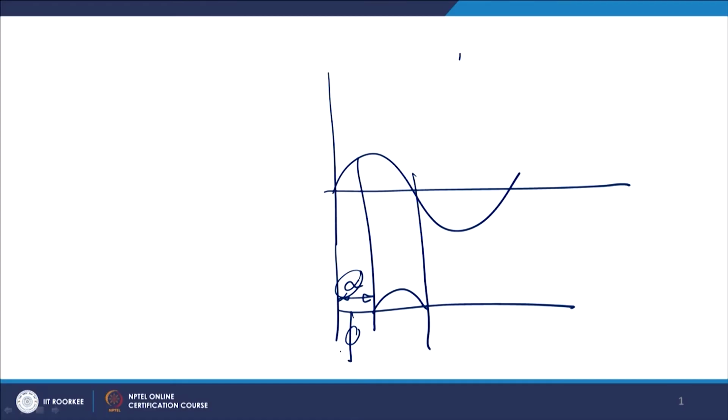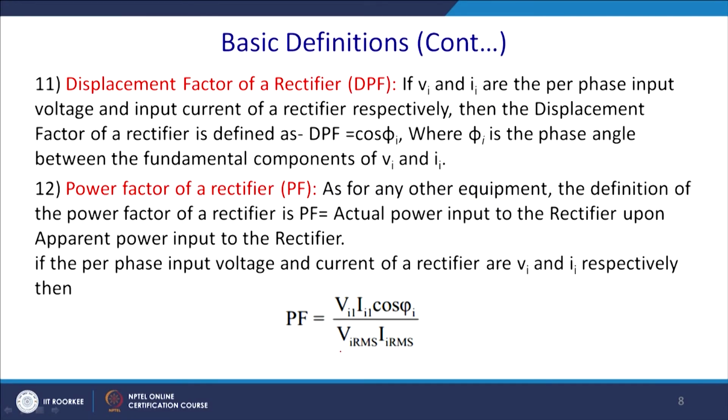So, there will be a delay. This delay corresponds to alpha, and if you say that it is phi, then let us go back and understand this definition. If Vi and Ii are the phase input voltage and current of a rectifier or converter respectively, then the displacement factor of the rectifier or converter is defined as DPF equal to cos phi, where phi is the phase angle between the fundamental component of Vi and Ii.